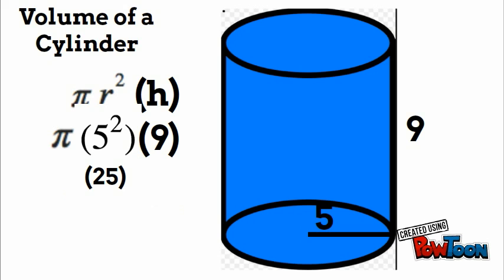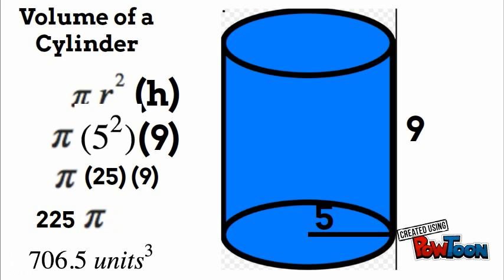Alright, so first 5 squared is 25. So in my head now I'm thinking I have pi times 25 times 9. So then my next step, I'm going to do 25 times 9, and that gives me 225. So sometimes you might see this as the answer, 225 pi. So 225 pi could be one of the answers, or we could multiply 225 times pi to get an exact volume. So if we did that, we would get 706.5 units cubed. Remember that units cubed comes from the idea of filling it with cubes.